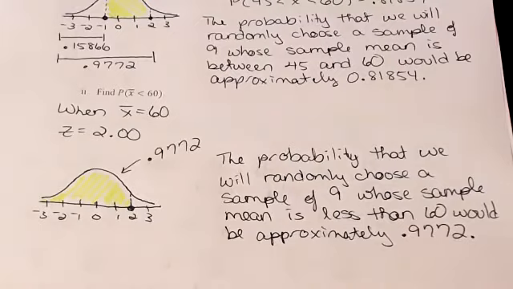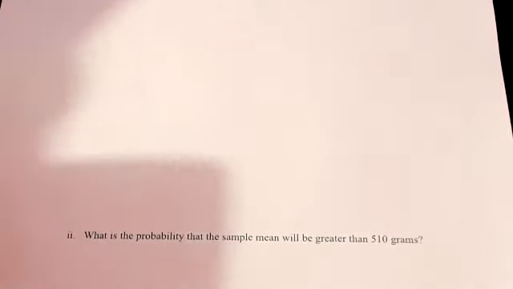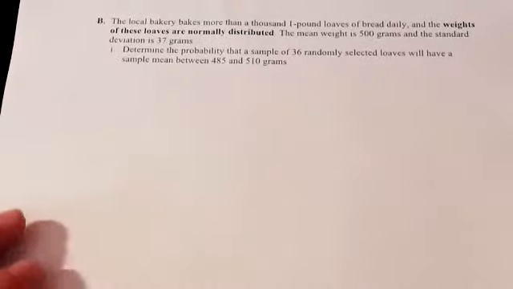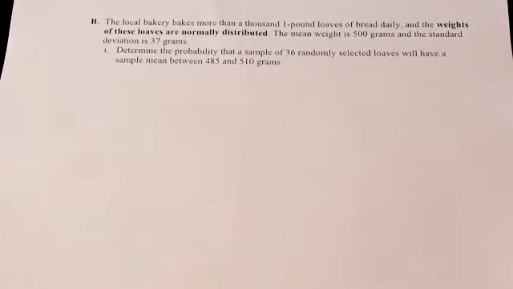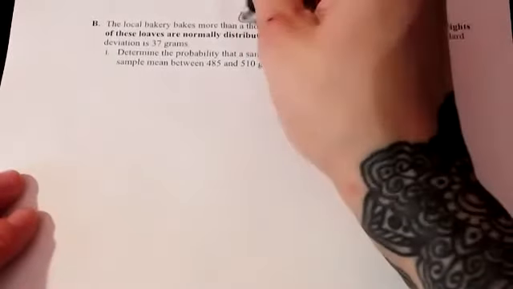Excellent. Let's take a look at the next one. We have that the local bakery bakes more than 1,000 one-pound loaves of bread daily. That's amazing. And the weights of these loaves are normally distributed. You are told the population is normally distributed. Guess what? This is case 1.